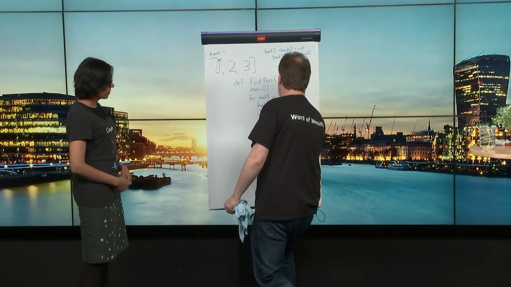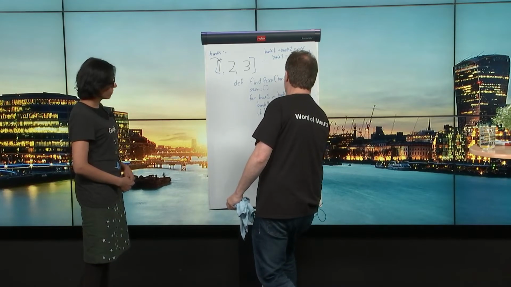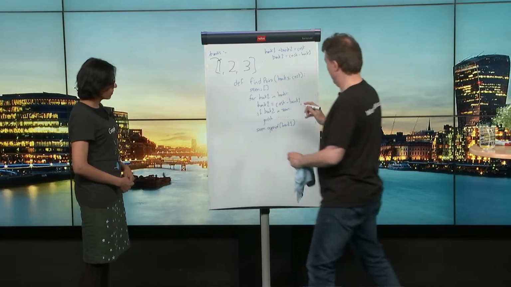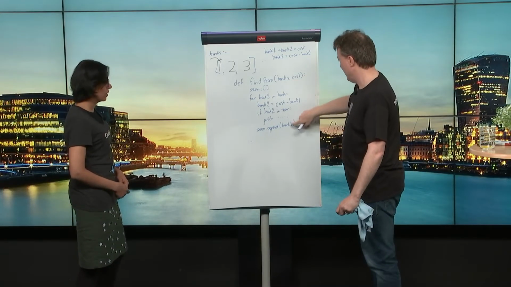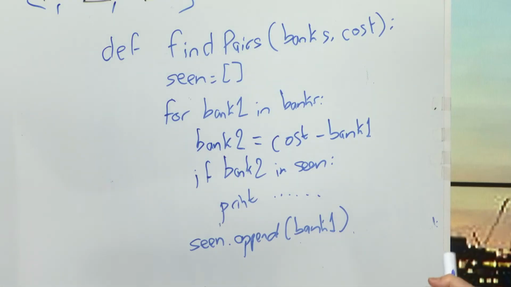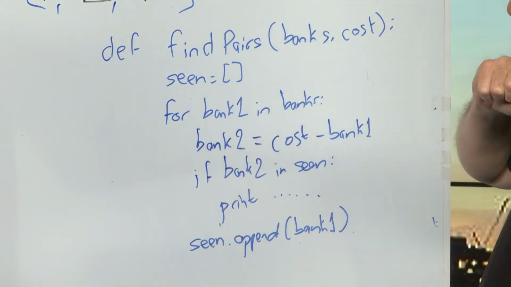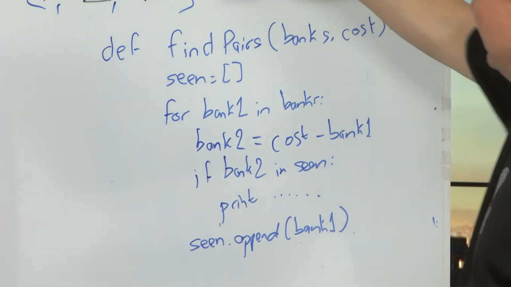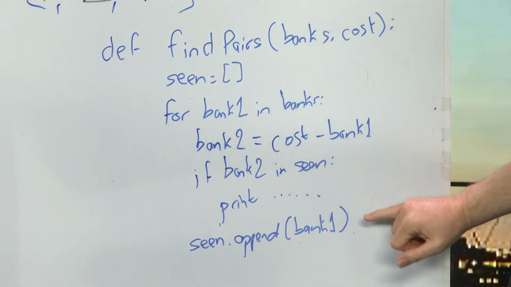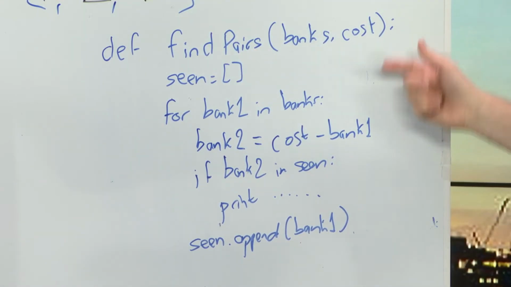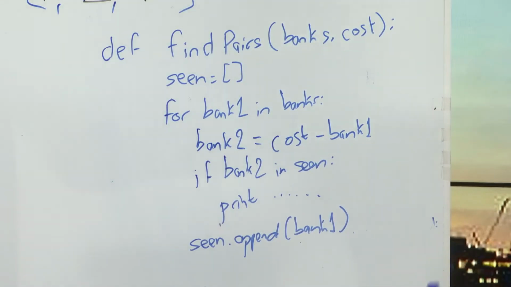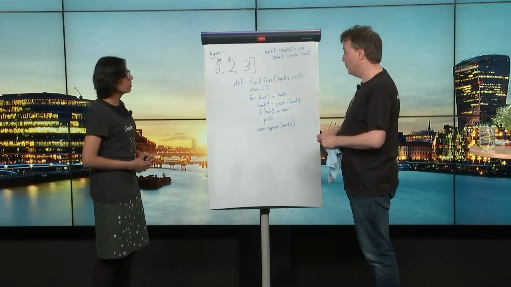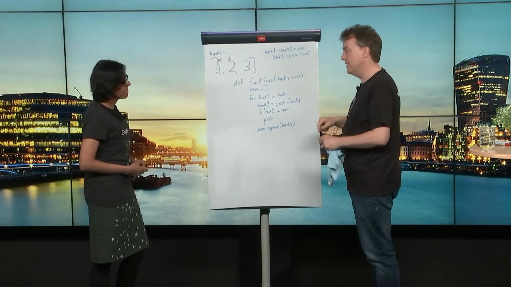Seen dot append. So I'm then saying, okay, we've seen bank 1, so we then put bank 1 in. Right. So this won't print 2,2? No, because when you're considering 2, you're only considering things you have seen; 2 won't already be in seen yet. I could have appended that earlier, but that would have been a bug. Yeah, that's great. So I think that's pretty good. And I think that's order n now as well because there's no nested for loops.